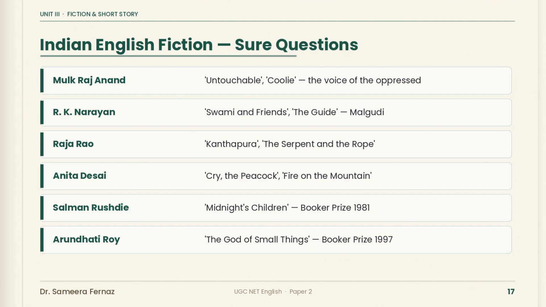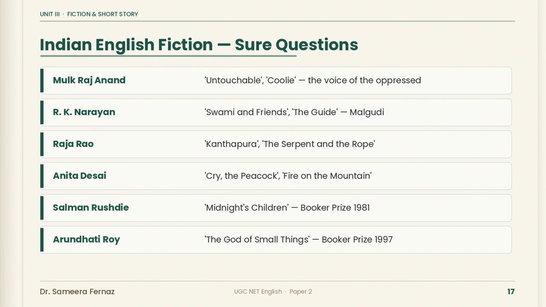Indian English fiction gives you a sure question. Mulk Raj Anand wrote Untouchable. This is also one of my favorites. And Coolie, speaking for the oppressed. R.K. Narayan created Malgudi in Swami and Friends. Everyone must have seen Malgudi Days. My favorite again. And The Guide. Raja Rao wrote Kanthapura and The Serpent and the Rope.